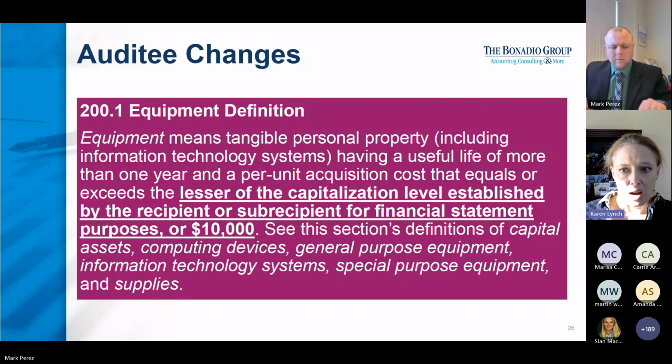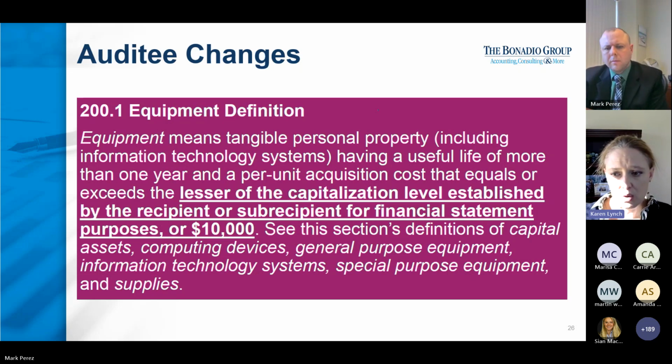Equipment definition. Equipment has changed the definition a little bit. So again, we talked about the capitalization requirement. It does include capital assets, computing devices, general purpose, all sorts of various equipment. So again, you can increase your capitalization to $10,000, but as I had mentioned, make sure that this is a decision that makes the most sense for your organization based on how capitalizing items does potentially impact any rates that you have to go through on an annual basis.